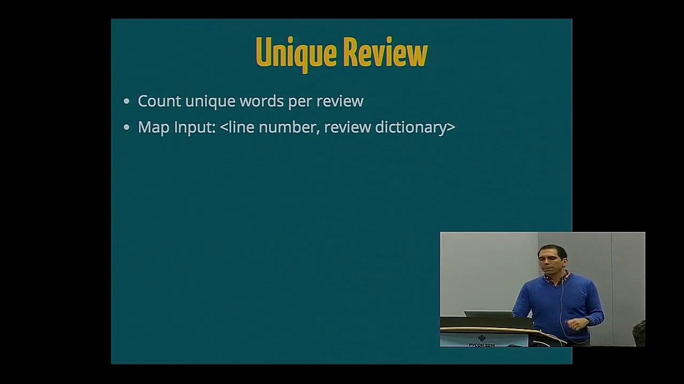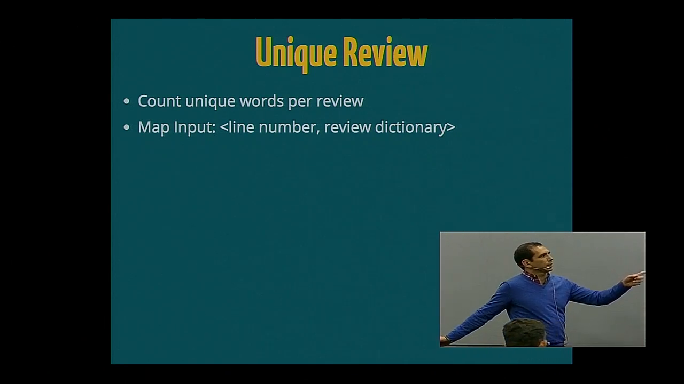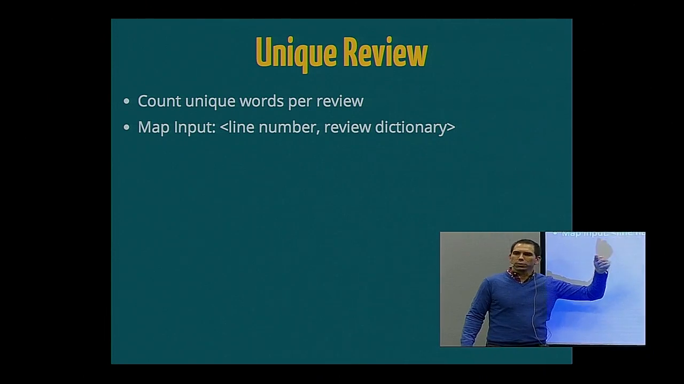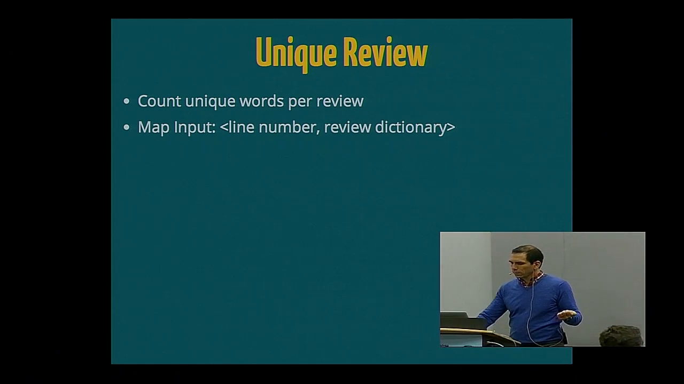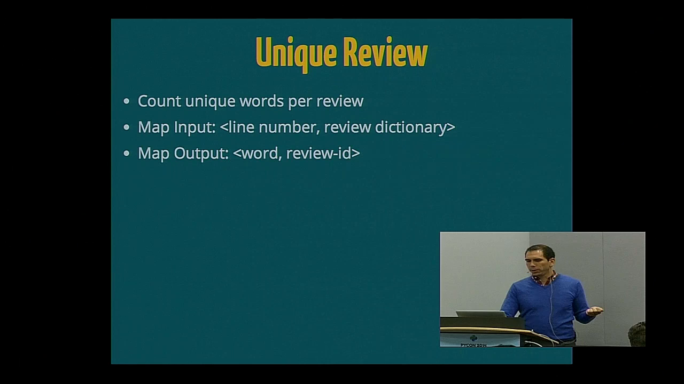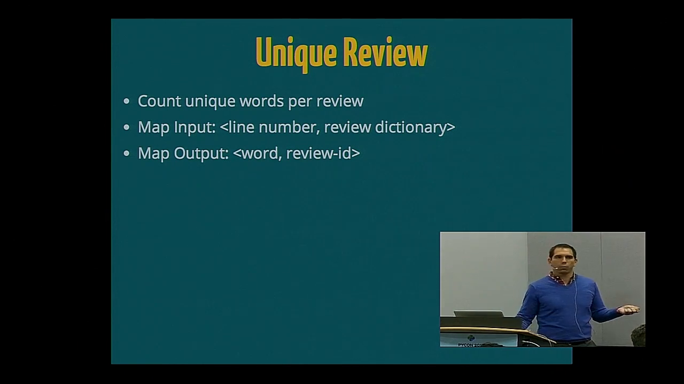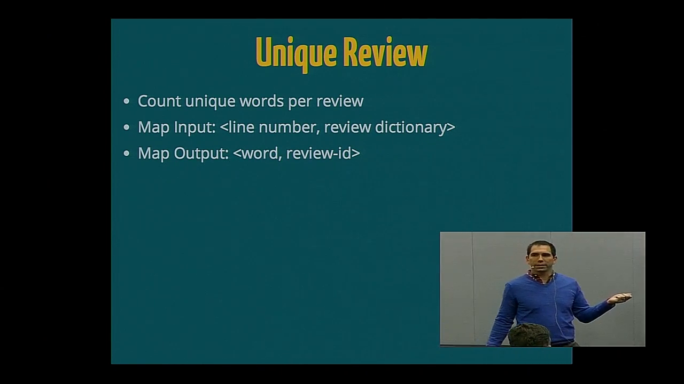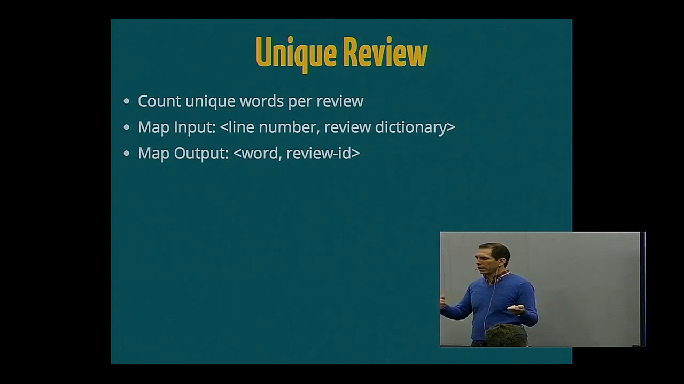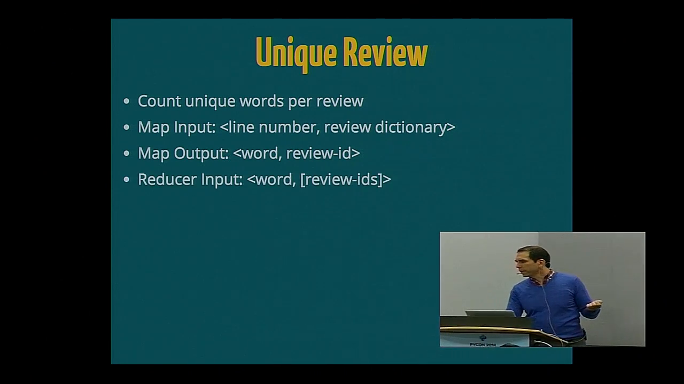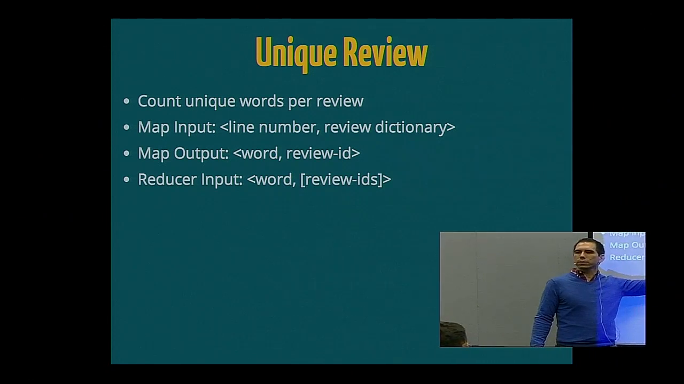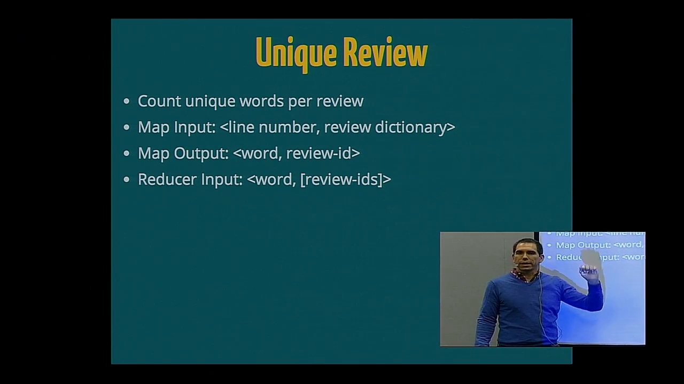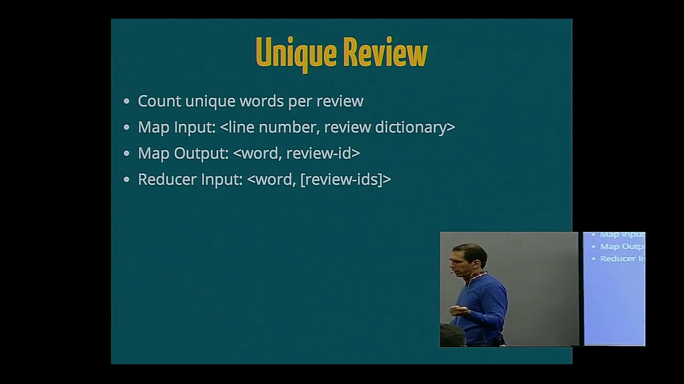So our map input is going to be, again, the line number and then the review dictionary that we just looked at. The map output is going to be that word and the review ID that we've seen so far. And that way, we can reduce on a particular word and see all of the review IDs that word has appeared in, right?